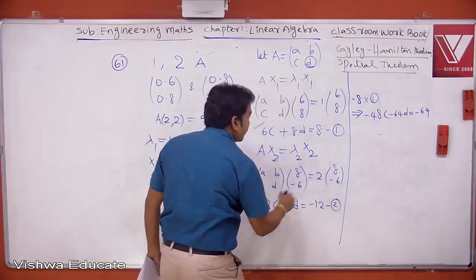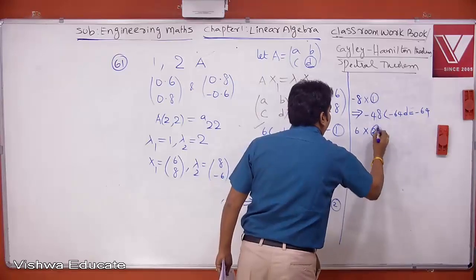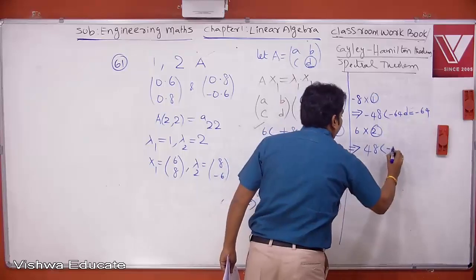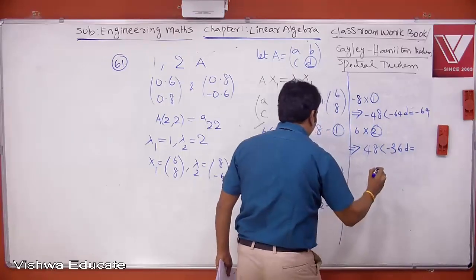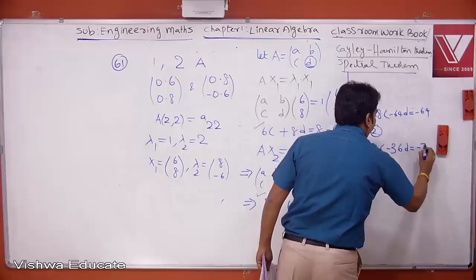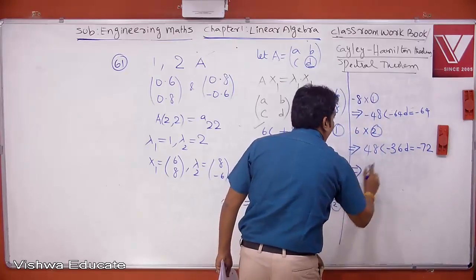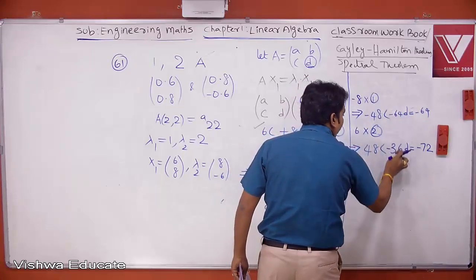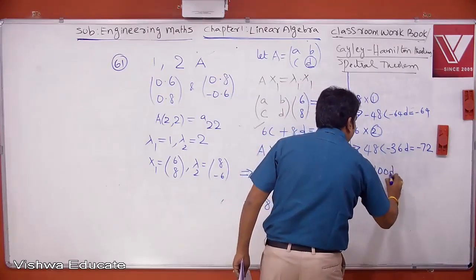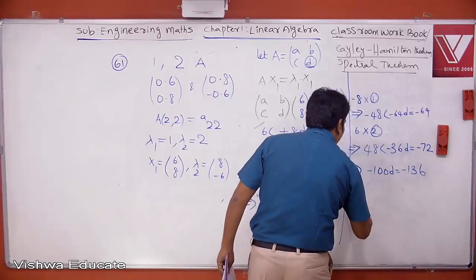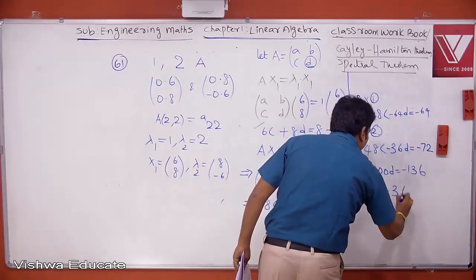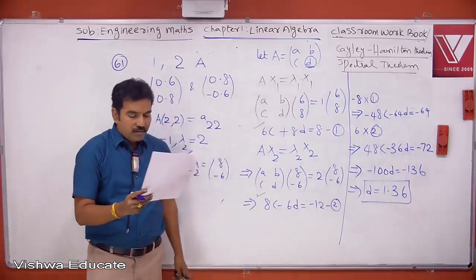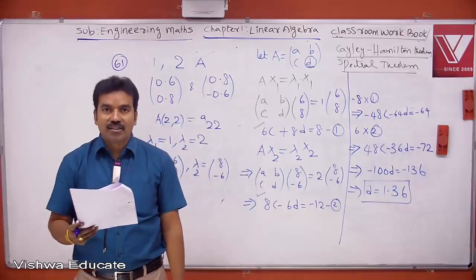Let us multiply the second equation with 6. Six is multiplied with equation 2. This becomes 48C minus 36D equal to 6 into minus 12, which is minus 72. Now add these two equations. Minus 48C plus 48C gets cancelled, and minus 64D minus 36D gives minus 100D equal to minus 136. Therefore the value of D is 1.36. This is the required value. So option C is the right answer.